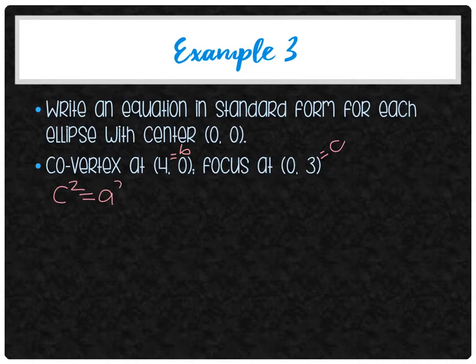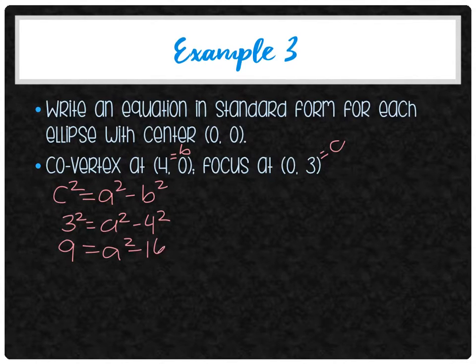Good. C squared equals A squared minus B squared. So C squared would equal A, well, let me fill in the C, sorry. 3 squared would equal A squared minus 4 squared. 9 equals A squared minus 16. Add the 16. A squared equals 25 and A equals 5.